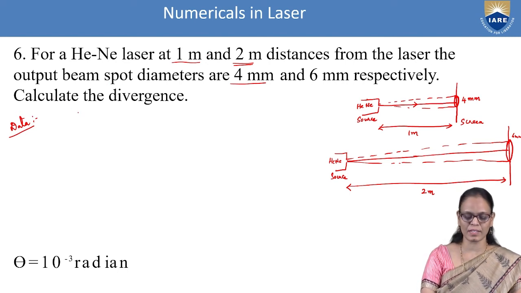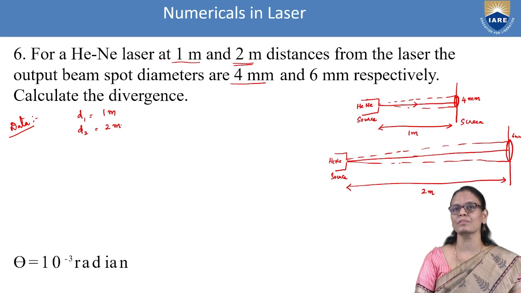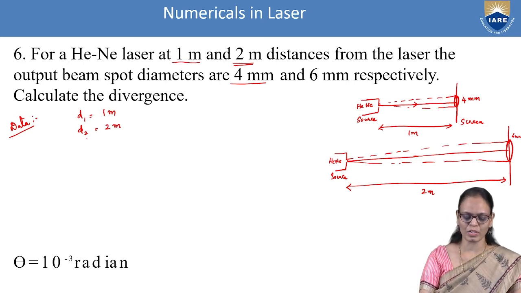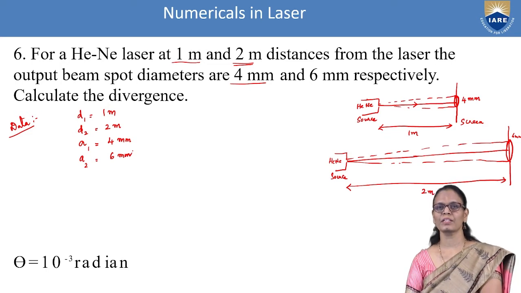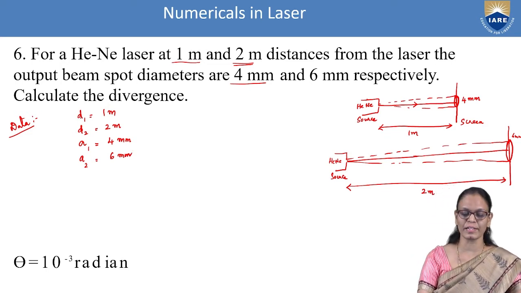We will write the distances as D1 equal to 1 meter, D2 equal to 2 meter, and the spot diameters, I'll write in terms of A1, 4 millimeter, and A2, 6 millimeter. These are the distances D1 and D2, the distance between the source and the screen. A1 and A2 are the diameters of the spots that are formed due to the laser beam.